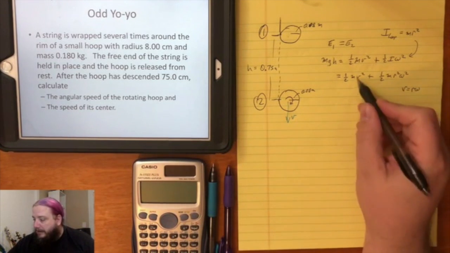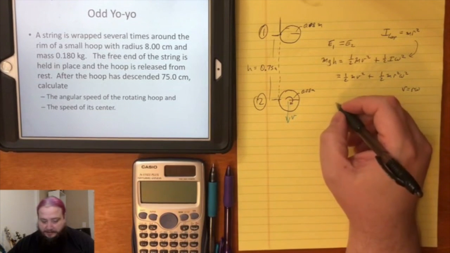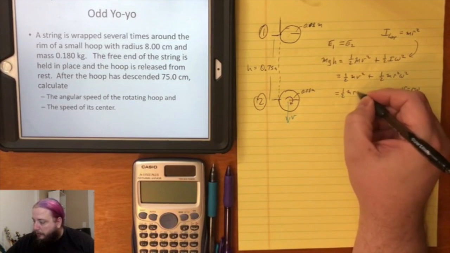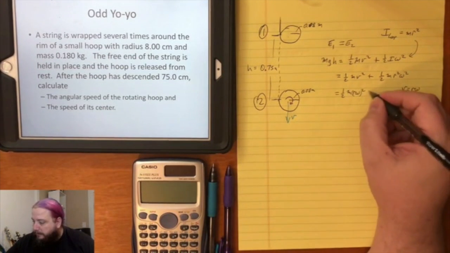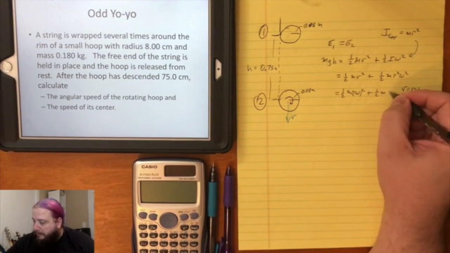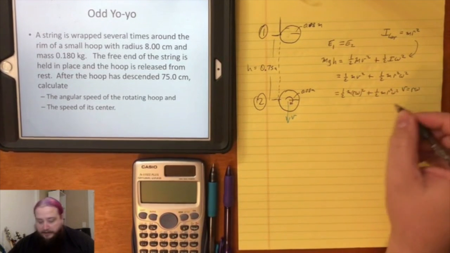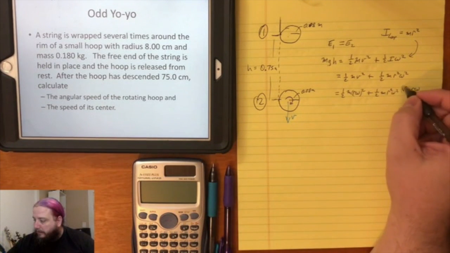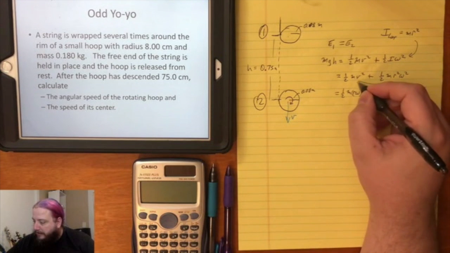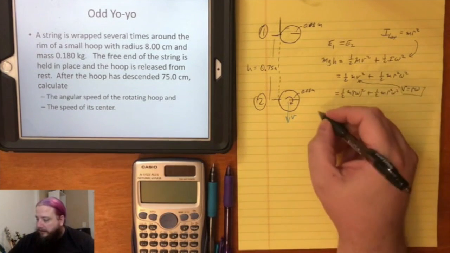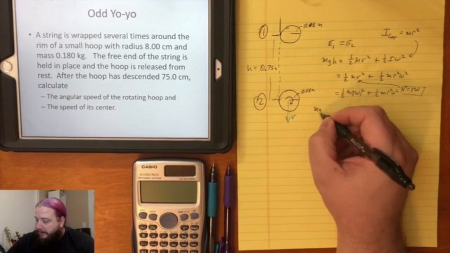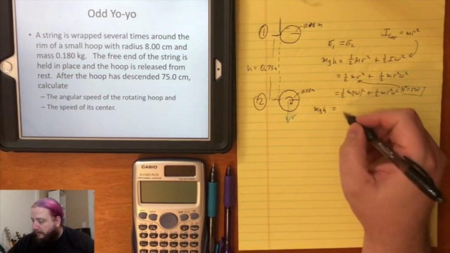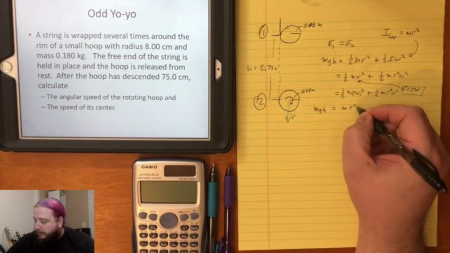So let's go ahead and get rid of the linear velocity. So 1/2 m r squared omega squared plus 1/2 m r squared omega squared. And indeed, we applied this here. And so we can write down here that mgh is equal to, well, these are the same, so that's just m r squared omega squared.